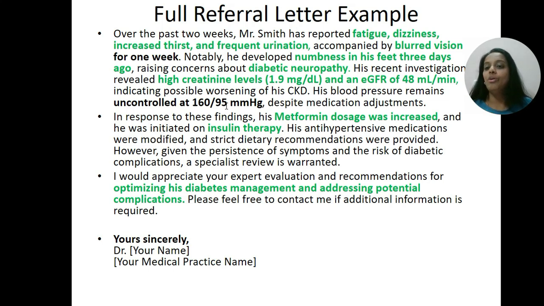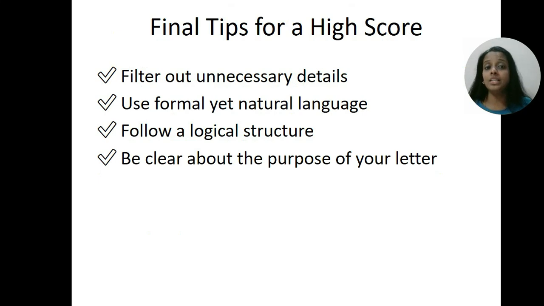Okay? So remember, filter out unnecessary details. Don't copy every case note. Whatever is required for that patient evaluation or for the referral or discharge letter, only those points you are going to highlight. So try to avoid unnecessary details. Use formal but natural language. Keep it professional, but it should be readable also. And it should follow a logical structure, like past history to the current symptoms, then to the treatment, and then the referral request. So, this is how the flow should be.